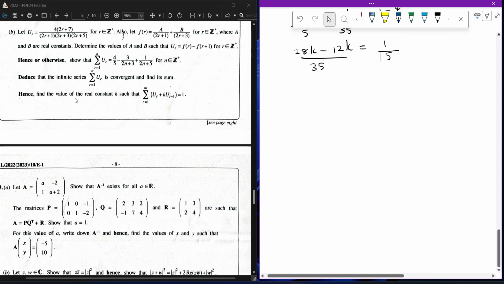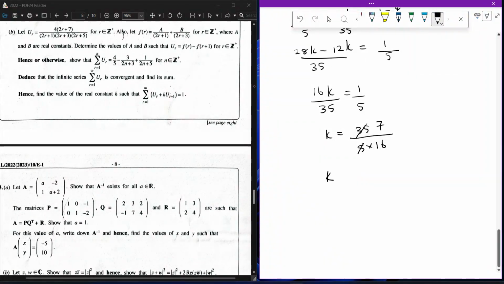What you were finally asked is to find the real value of the constant k. Okay, so we're just approaching the answer. So 28 minus 12, that is 16, right? That is 16k divided by 35 equals 1 over 5. Now make k the subject, that is 35 divided by 5 into 16. 35 divided by 5 is 7. So the k value you'll be getting is 7 over 16. So the final answer for k, the real value, is 7 over 16.